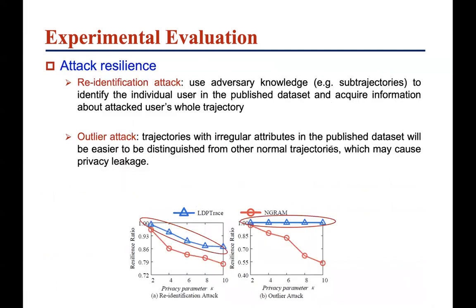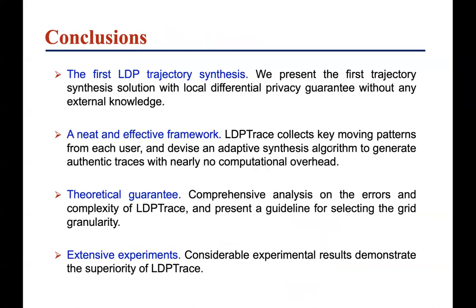We also find that our synthesized trajectories are robust to various attacks. For example, more than 88% of trajectories can be successfully protected in the re-identification attack, and almost all trajectories can be hidden from outlier attacks. So here is the conclusion.